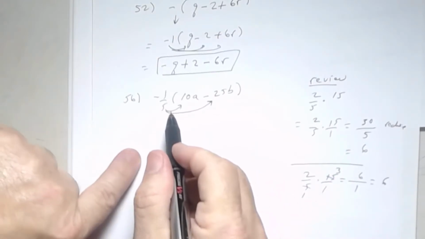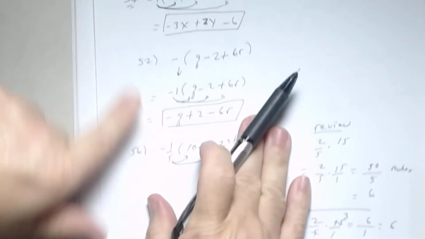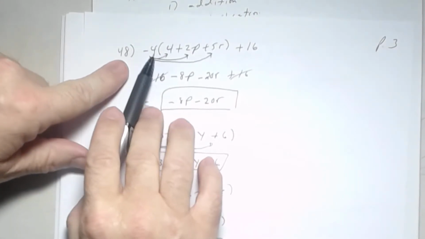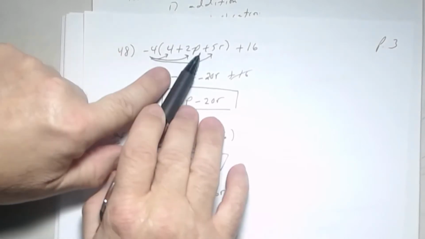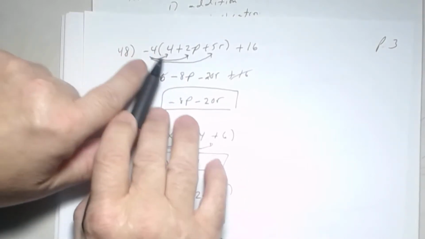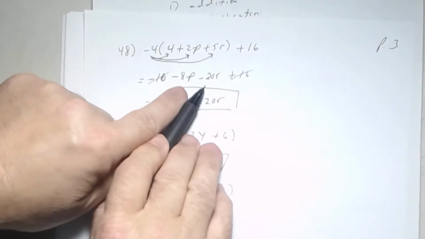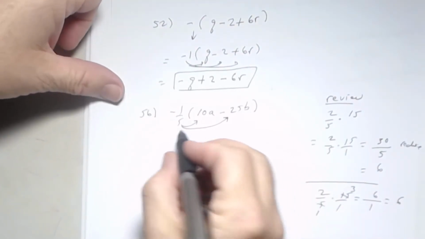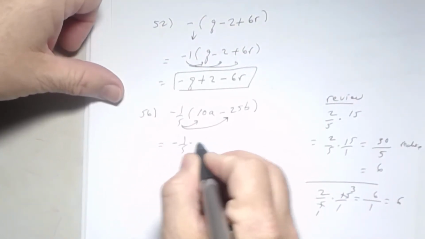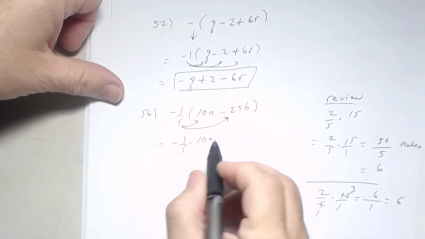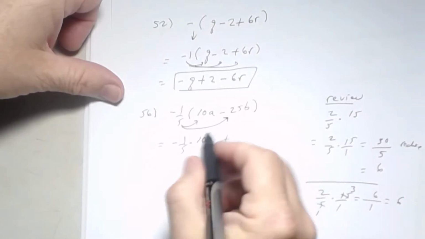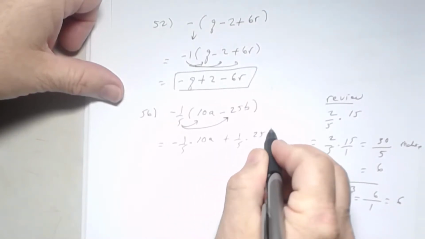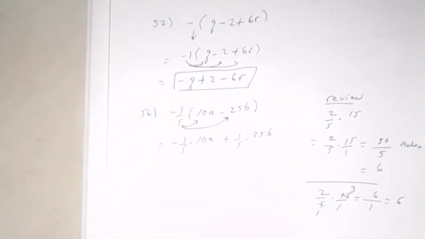So we get over here. Now remember how we skipped some steps when we did this? We just did it in our head. Negative 4 times 4 is negative 16, because that's easy to do. Negative 4 times 2p is negative 8p. Negative 4 times 5r is negative 20r. When you do this with fractions, you may want to write in the next step. So you may want to say negative 1/5 times 10a. And then let's use the fact that a negative times a negative is a positive. So plus 1/5 times 25b.